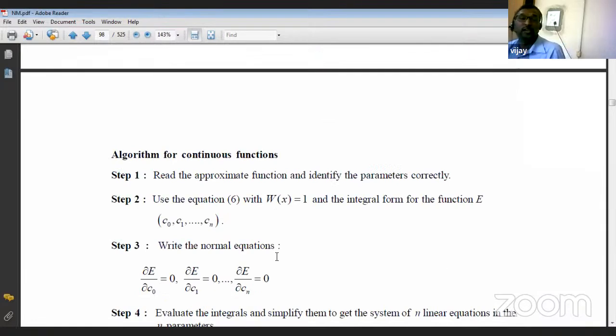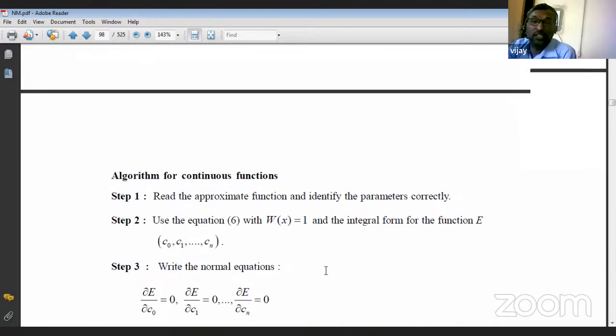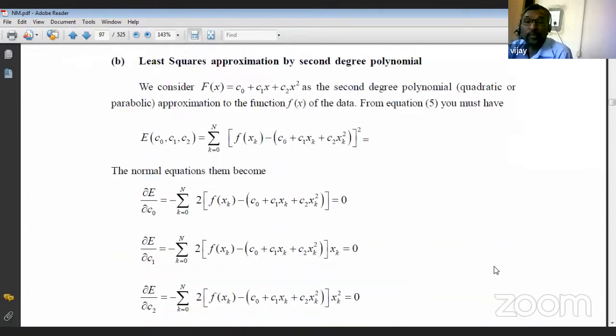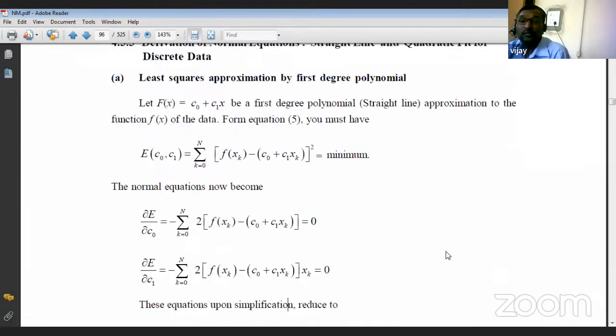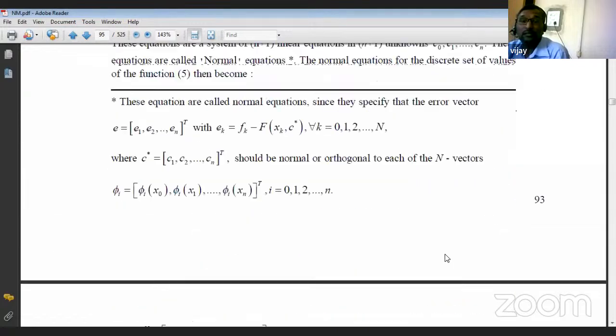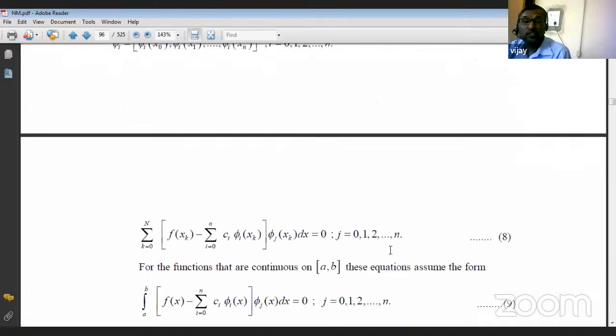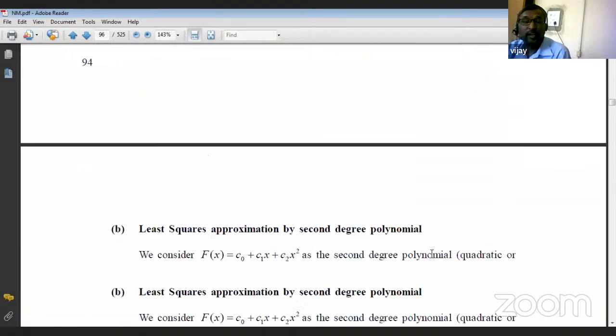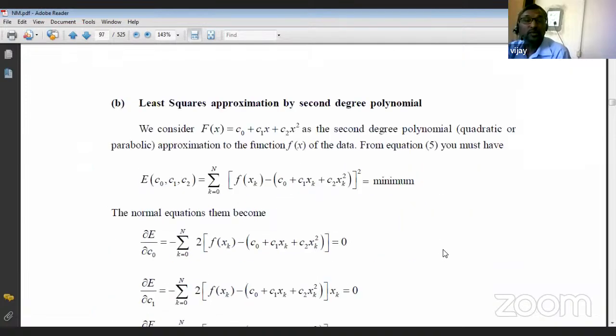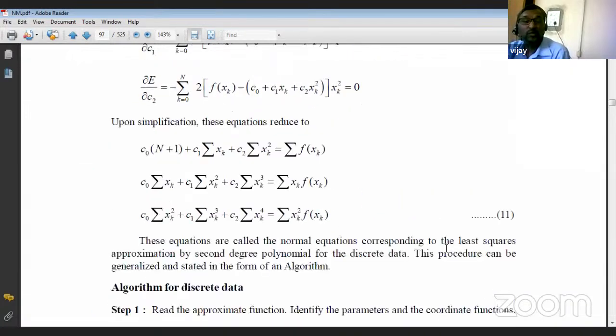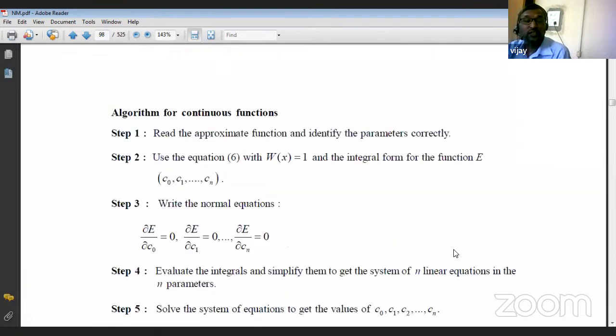So what is the continuous function we are taking? Read the approximate function and identify the parameters correctly. Use equation number 6. What is equation 6? See here, all of it. This is the integral of the weight function w(x) times the squared error, as a function of C0, C1, ..., Cn. That is the function I am taking here.